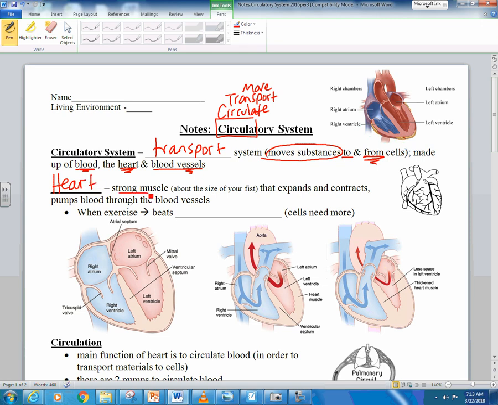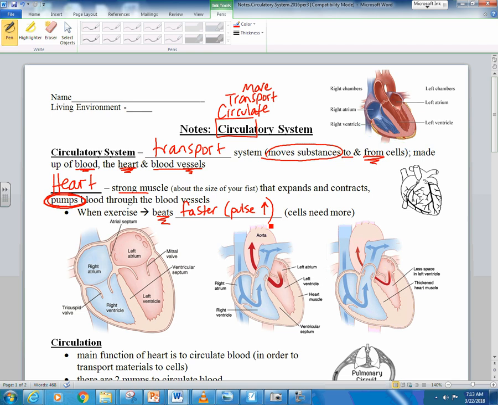It's a strong muscle. It's about the size of your fist. It expands and contracts as blood comes in and out. And the way it does that is because it is a muscle and it pumps. So when you exercise, your heart is going to actually beat much faster, making your pulse increase.